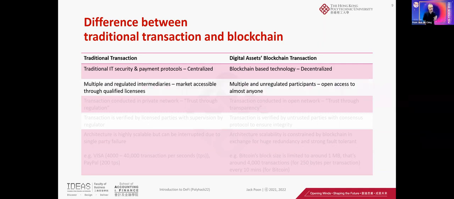And then on the left side, where you have the traditional transaction, all of the parties are regulated. Some authority will have to give them some kind of a license and allow them to play in this regime, while in the blockchain case, it's completely open to everyone. Anyone can participate, anyone can do that. Okay? And then the transaction is conducted on a private network in order to ensure the security, while in blockchain, essentially, it is all open in public.